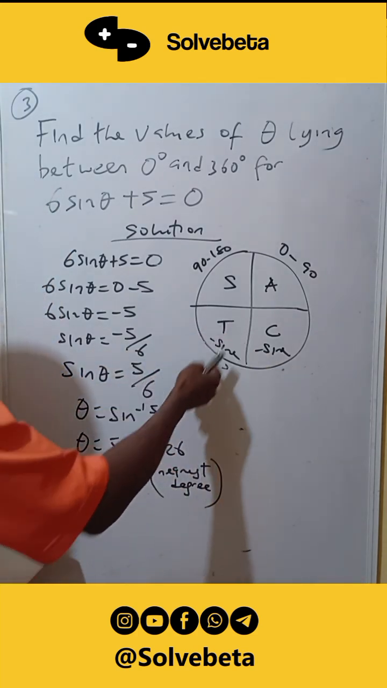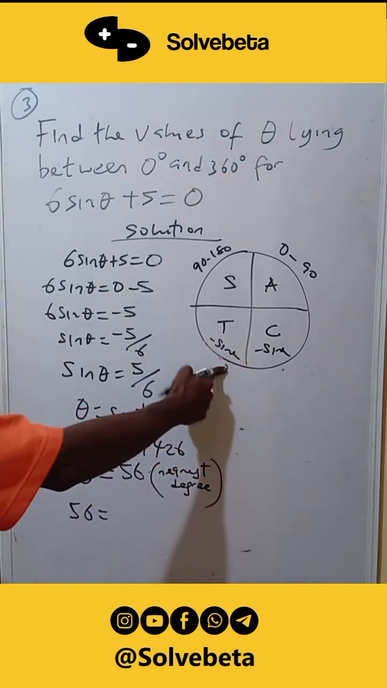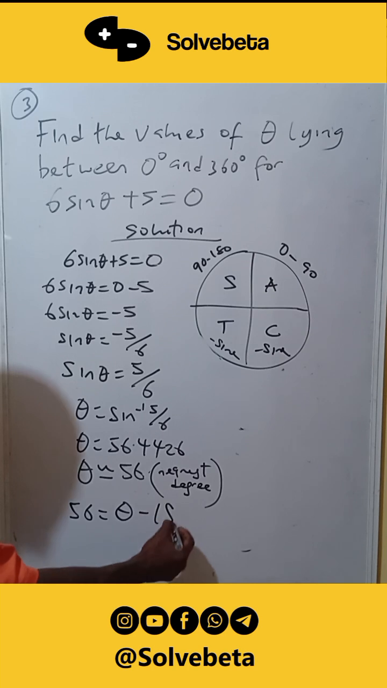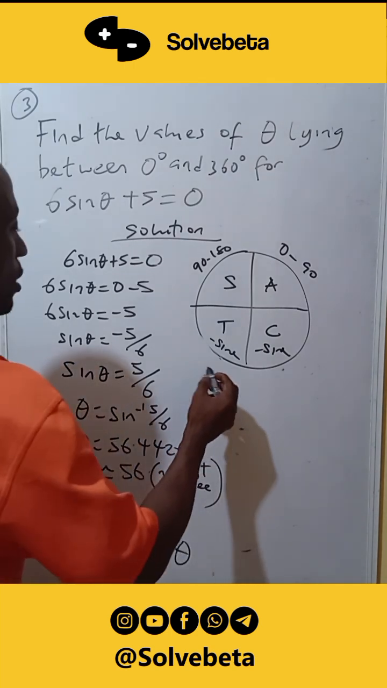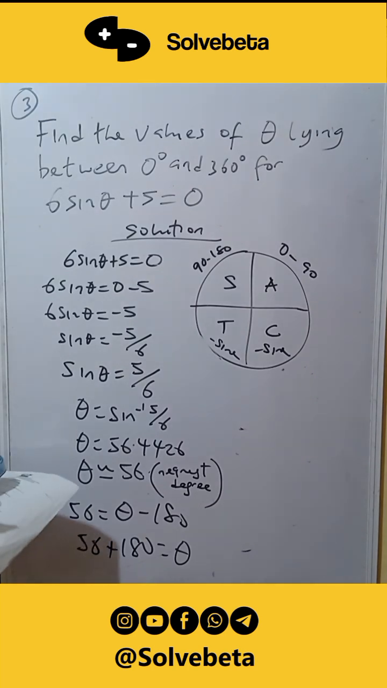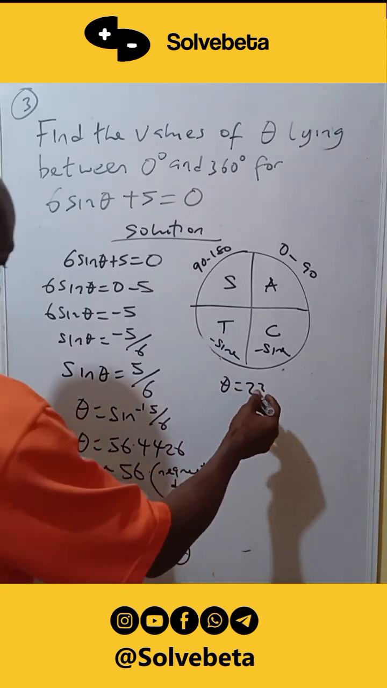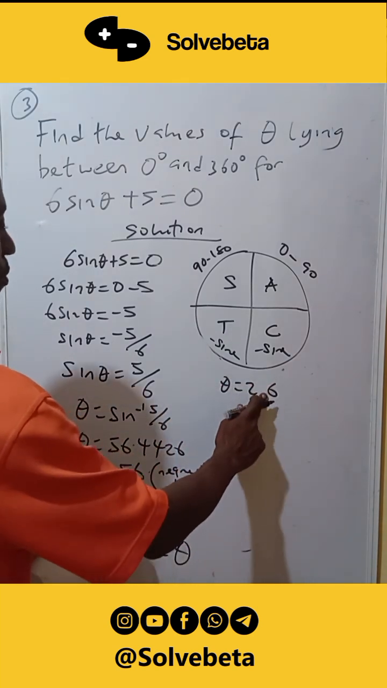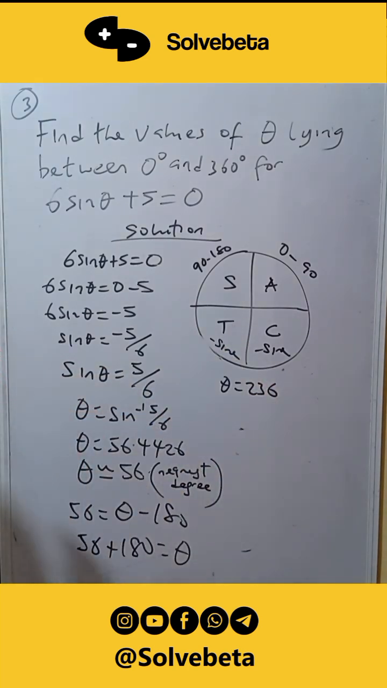Because sine is negative here, this angle 56 is equal to theta minus 180. Don't forget I said that to get the angle here, we say theta minus 180. So from here, 56 plus 180 is equal to theta. 56 plus 180 is 236. So this is the first value of theta. Why are there two values of theta? Because we have two quadrants where sine is negative.